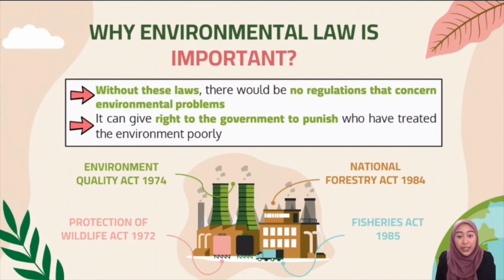Thus, the existence of this environmental law gives the government the right to punish any businesses that have treated the environment poorly. In order to cope with environmental problems, the government has passed some important environmental laws and policies. Referring to this slide, I have put some legislation applied in Malaysia. We have the Environment Quality Act 1974, Protection of Wildlife Act 1972, National Forestry Act 1984 and lastly the Fishery Act 1985.